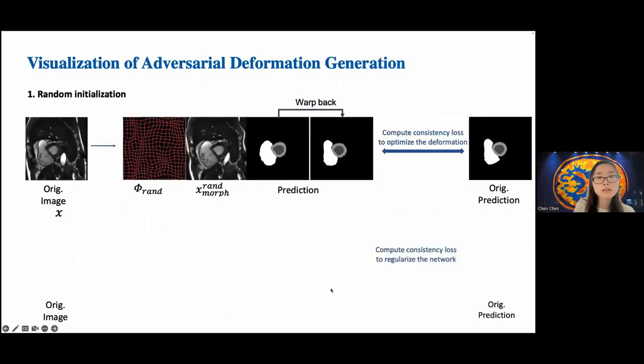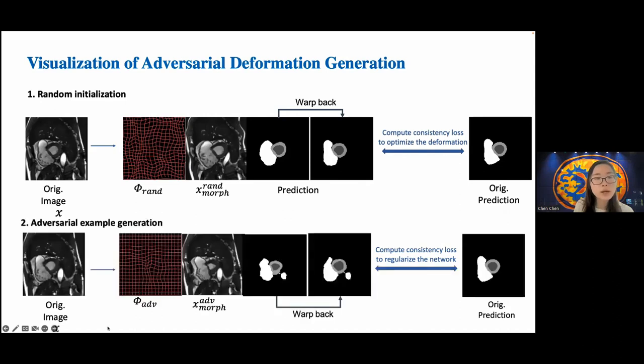So now let's look at some examples about the adversarial deformation generation. The first step is still some random data augmentation, which can be viewed as some elastic velocity field deformation. And we found that if we directly add in some deformation, the network will actually perform well if we warp it back to the original space and then compare to the original prediction, okay?